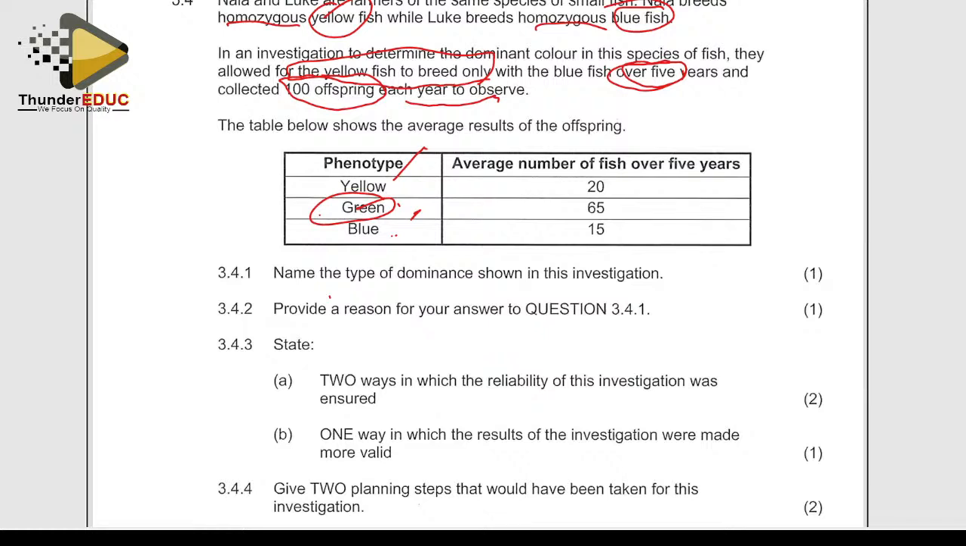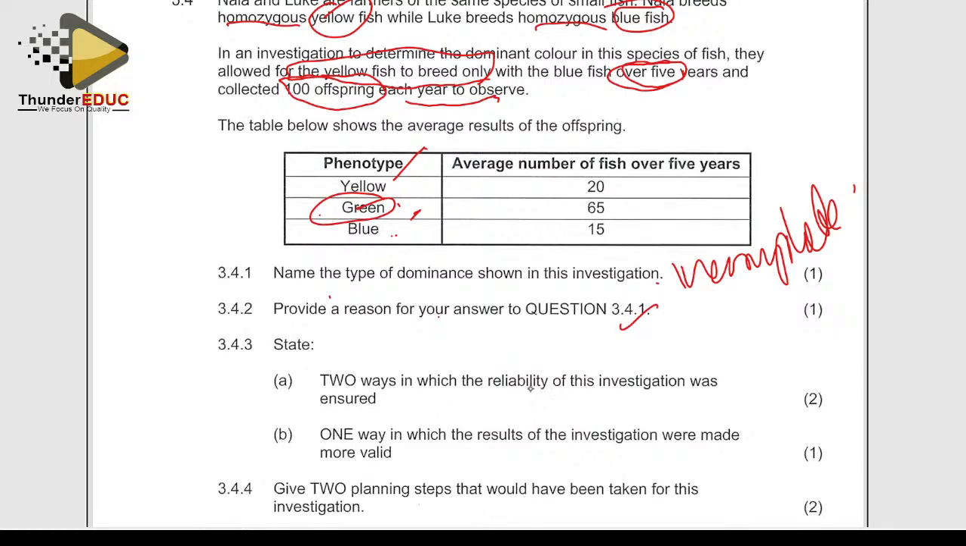incomplete dominance, whereby you have an intermediate. It's not yellow, it's not blue. It's just a medium color, which is an intermediate. Therefore, it is incomplete dominance. Provide a reason for your answer: because you produced a new character, or an intermediate color, of the offspring.